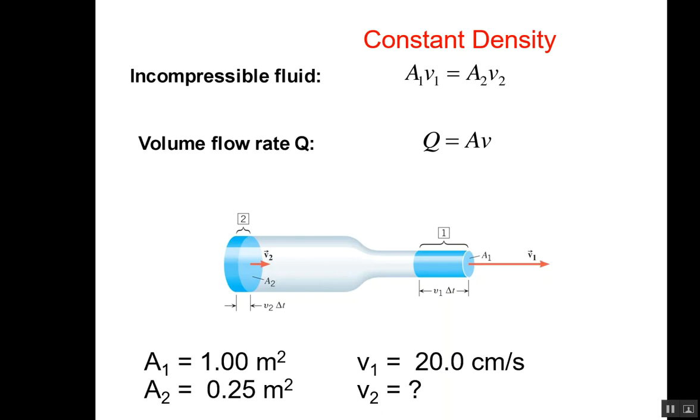Here's an example. Area 1 is 1 meter squared. Area 2 is 0.25 meters squared. Velocity 1 is 20 meters per second. The area has been reduced by a factor of 4, so what do we expect the velocity to do? We expect it to be increased by a factor of 4.